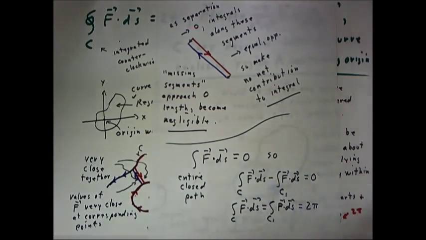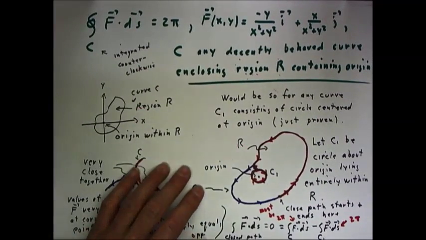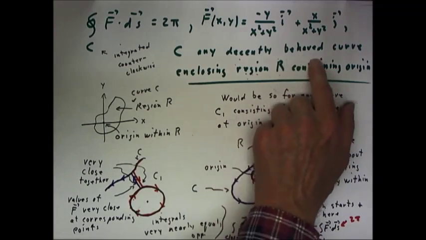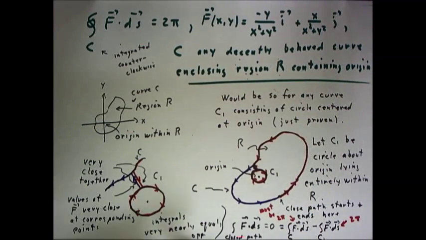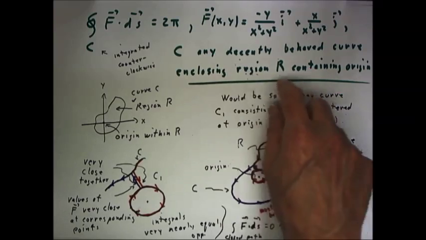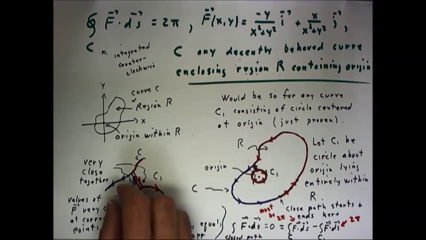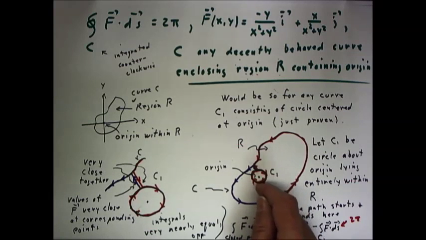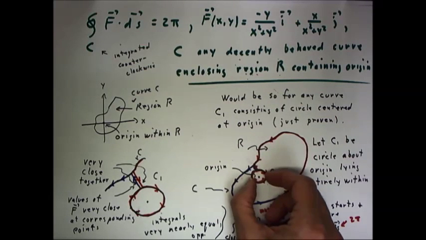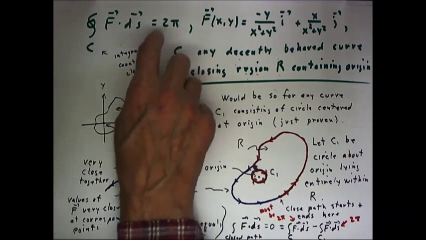And this proves the result that we set out to prove, that if C is any decently behaved curve. Now, we haven't really talked much about what decently behaved means, but C is any decently behaved curve bounding region R, then the integral of this function over that curve has to equal 2 pi. So we've generalized the idea that the integral around a circle centered at the origin for this function has to be 2 pi, to the idea that if we deform this region in some way to obtain any decent curve about the origin, this integral still has to be 2 pi.